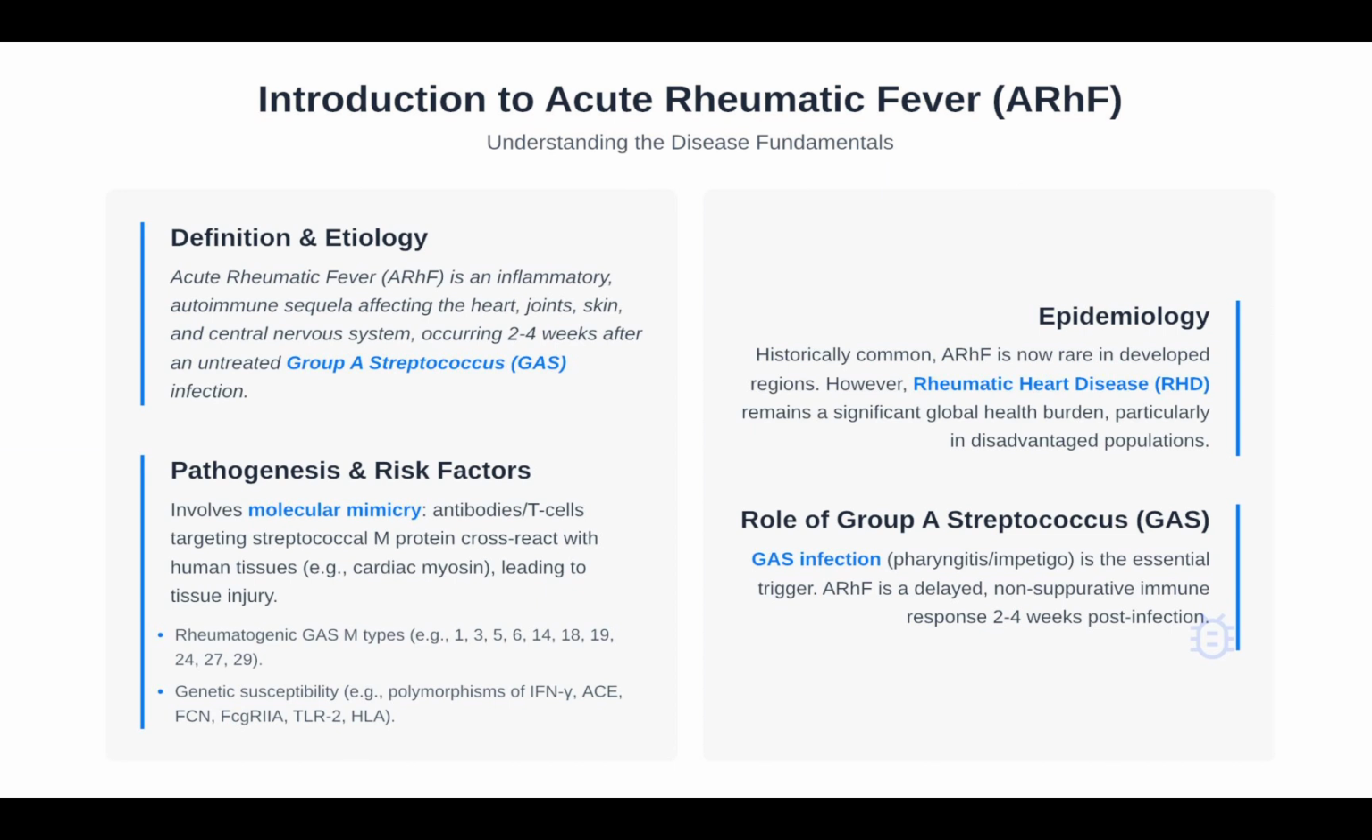That's where genetics come in. Polymorphisms in genes like interferon gamma, angiotensin converting enzyme, FCN, FCGR2A, and HLA can increase susceptibility. This complex interplay of infection and genetics explains why acute rheumatic fever is so selective. While many developed nations now rarely see it, for us in India, acute rheumatic fever and its severe complication, rheumatic heart disease, remain a pressing concern, making us a high risk population.